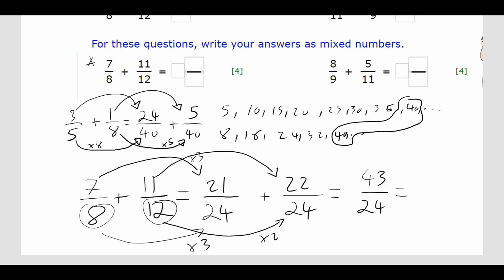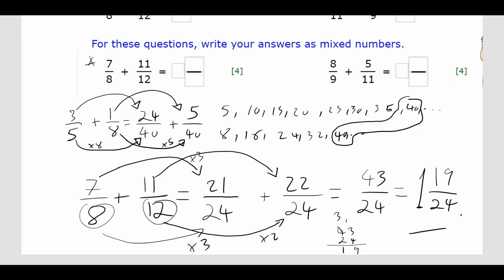Now to convert that into a mixed number, I simply say how many 24s are in 43. Now if I think about my 24 times tables, it will go 24, 48 and so on. So it's going to go once. And then we think about the remainder. Well, the remainder will be the difference between 43 and 24 times 1. So that's going to be 19. So we have 43 and 19 over 24.